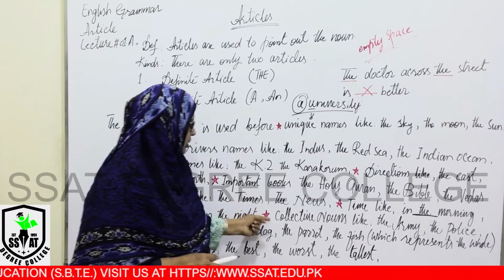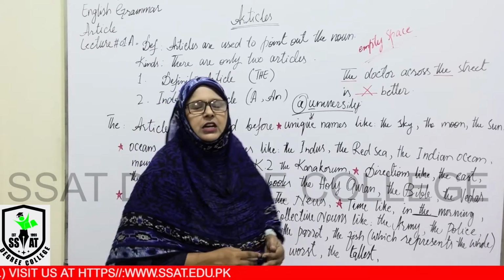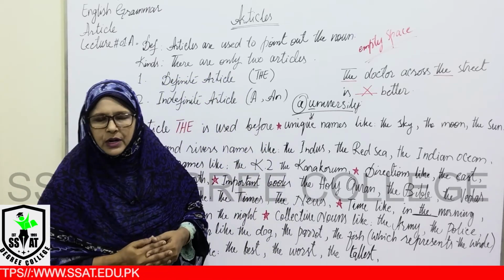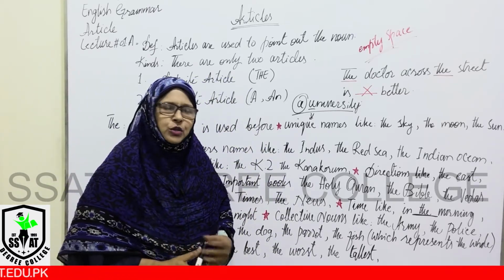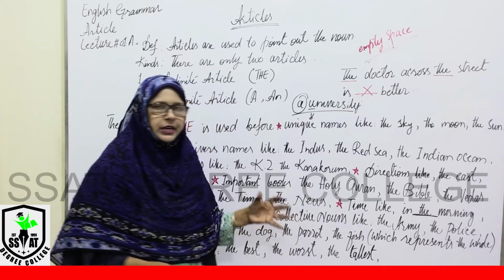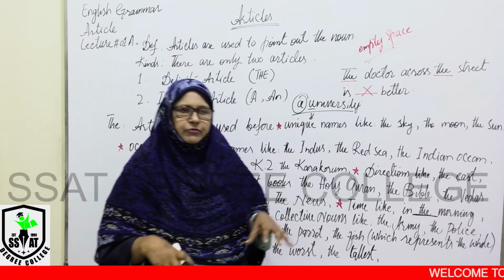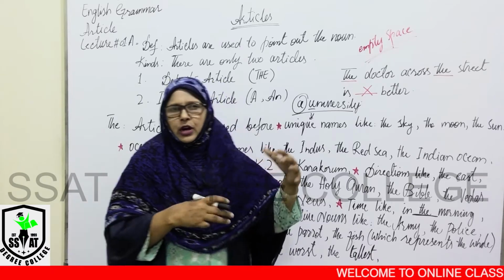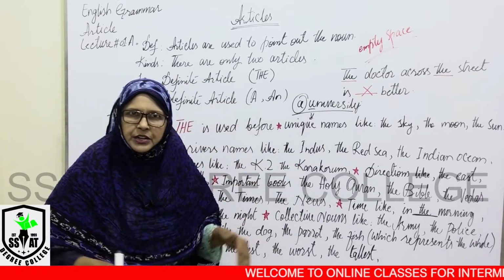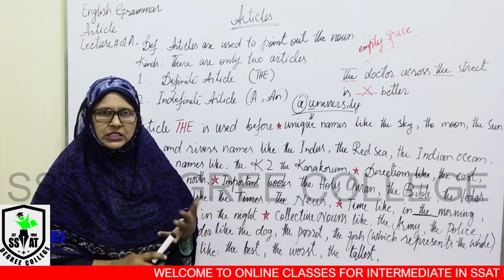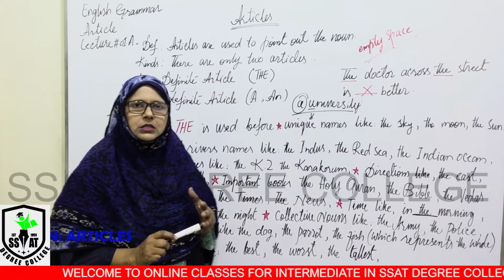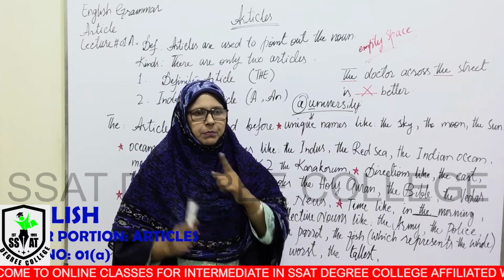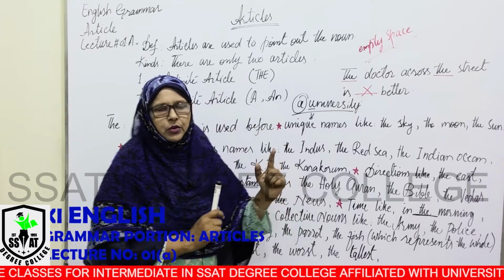Furthermore, before collective nouns, there are many kinds of nouns, dear students: proper noun, collective noun, common noun. So here it is, collective noun. We use a collective noun for a full community, right? Like the police. Police does not mean only one person. It means the whole community, right?